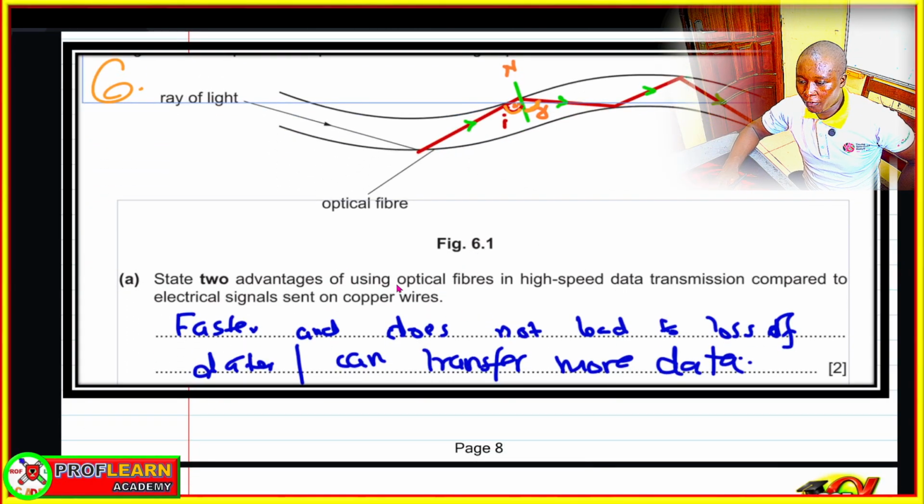Advantages of using optical fibers is an area that made some students flabbergasted, and they were supposed to remember faster transmission of data, and that it can also accommodate a large amount of data.